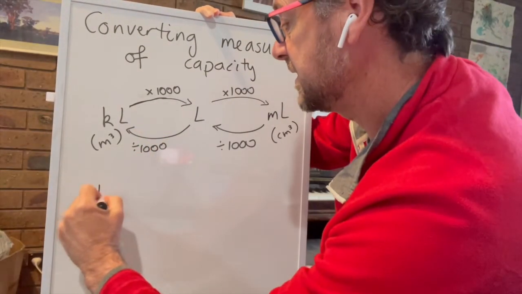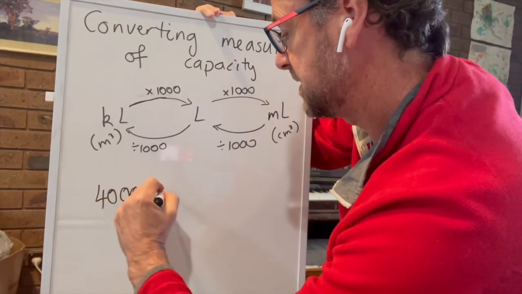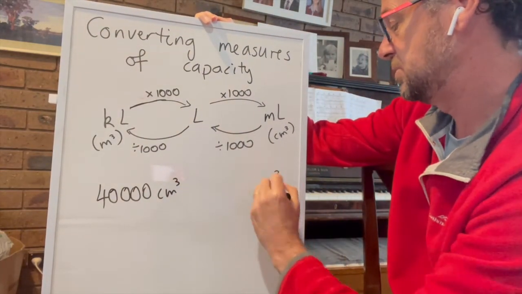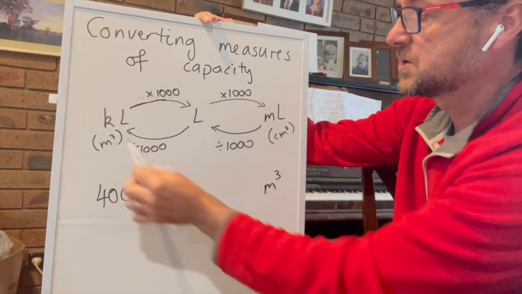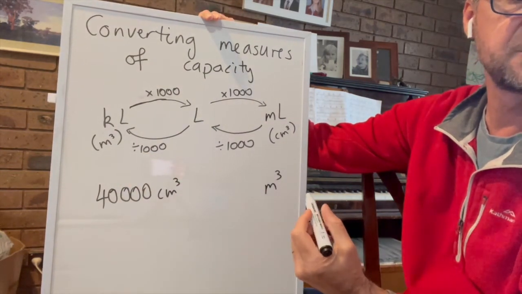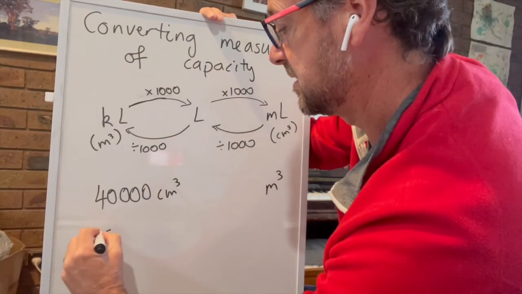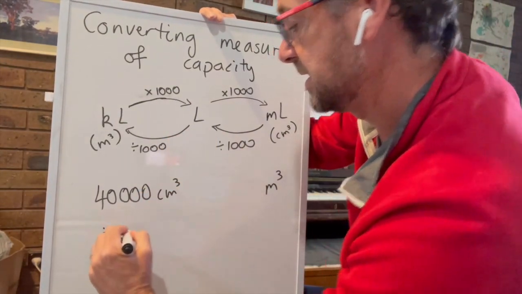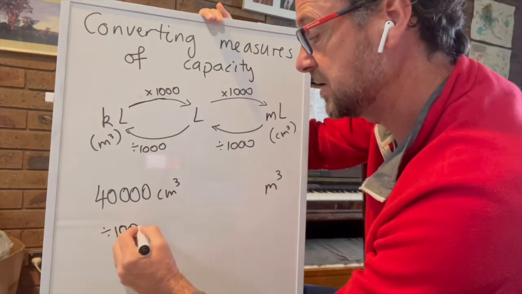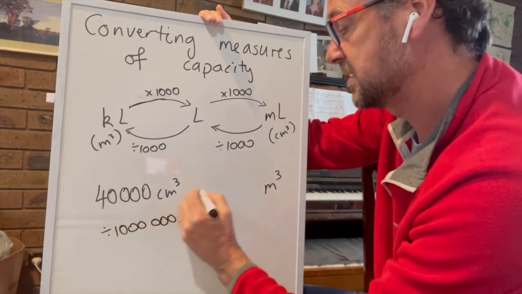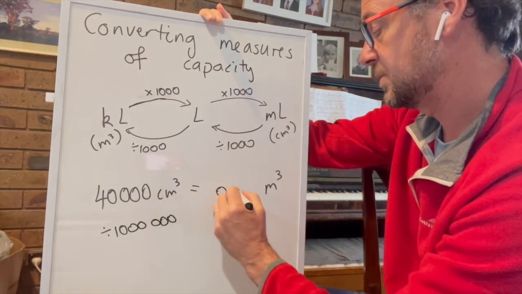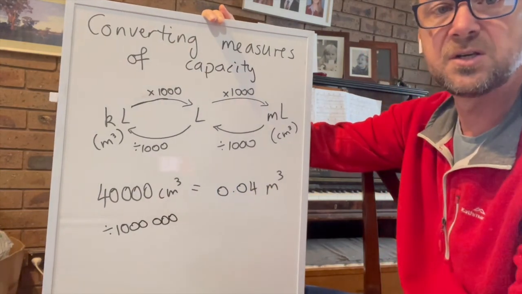Here we have 40,000 centimetres cubed, and we want to go back to metres cubed. Okay, so we're going from here back 2 steps. So in this example here, we're going to be dividing by 1,000 divided by 1,000, so it's going to be dividing by 1,000,000. Okay, and so then that will leave us with 0.04 metres cubed.